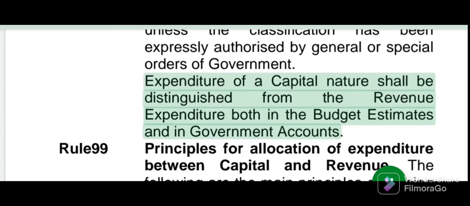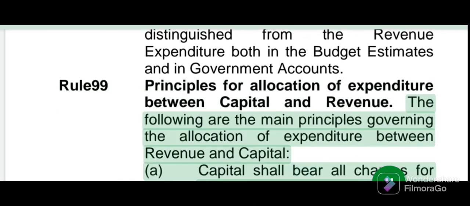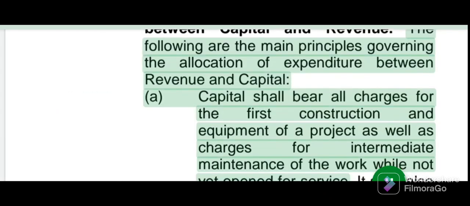Expenditure of a capital nature shall be distinguished from the revenue expenditure both in the budget estimates and in government accounts. Rule 99 Principles for allocation of expenditure between capital and revenue. The following are the main principles governing the allocation of expenditure between revenue and capital.